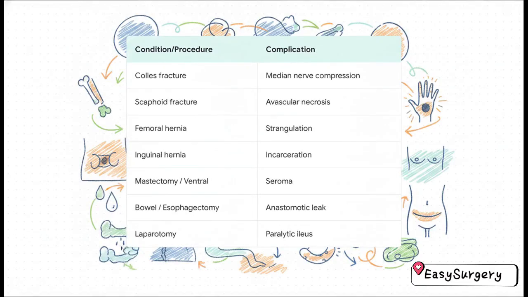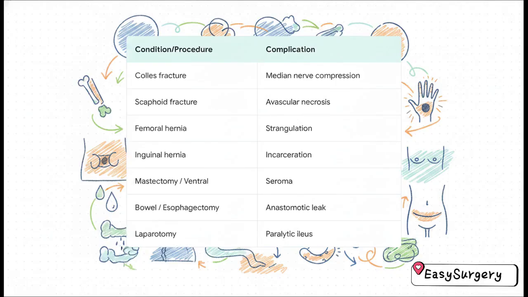So, in orthopedics and hernias, the underlying anatomy really dictates the risk. A Colles fracture is going to directly compress that median nerve, while the retrograde blood supply of the scaphoid makes it incredibly susceptible to avascular necrosis of the proximal pole. For hernias, remember that femoral hernias have a really high rate of strangulation, whereas inguinal hernias often present with incarceration.